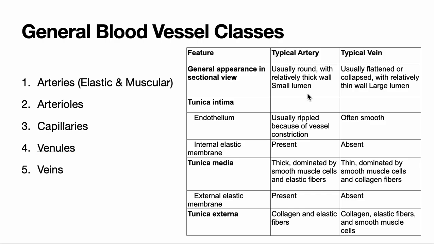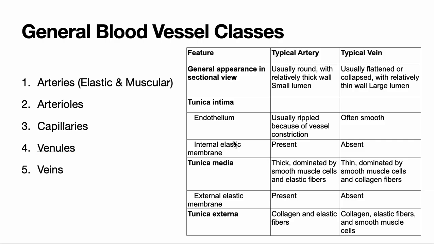In the middle layer, the tunica media, our arteries are going to typically have a thick, smooth muscle layer as that middle layer, and it will have elastic fibers in it, whereas in our more typical vein, that media layer will be a lot thinner. We are going to have some smooth muscle cells, but we're not going to see elastic fibers as much as we see collagen fibers for strength.